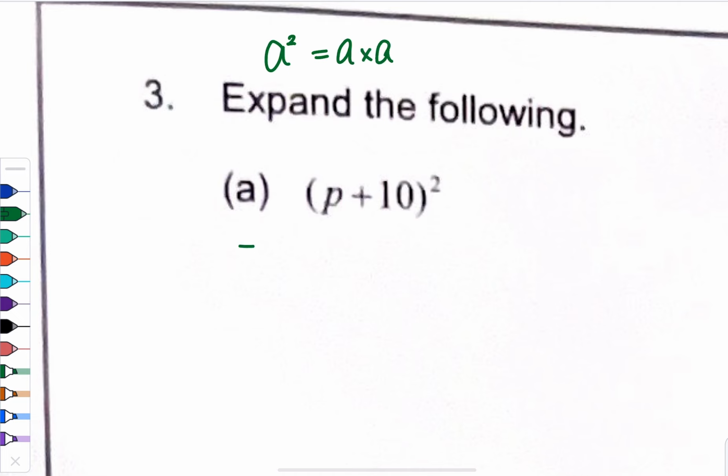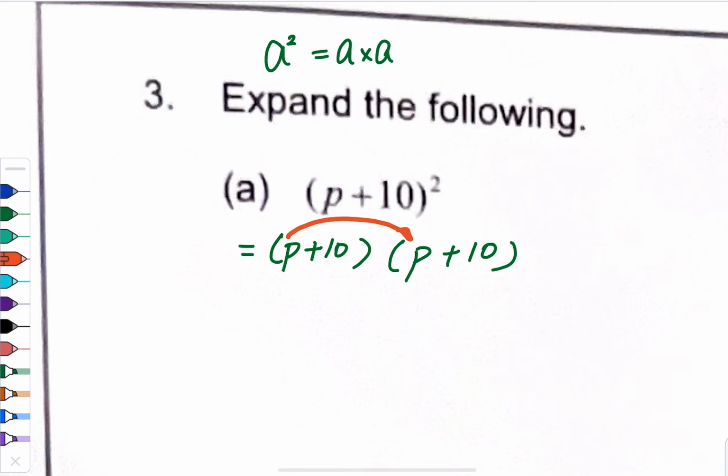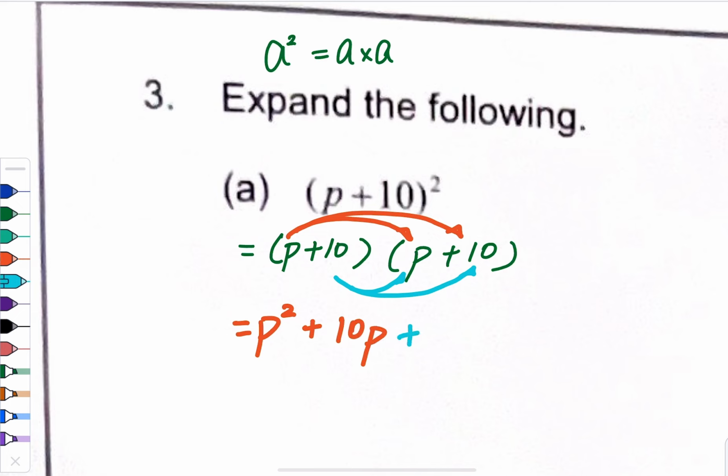So p plus 10 square means p plus 10 times p plus 10. And then open up the bracket. This goes here, it also goes here. This goes here, it also goes here. So p times p, you will have p square. p times 10, you will have 10p. 10 times p, you will have 10p. 10 times 10, you will have 100.